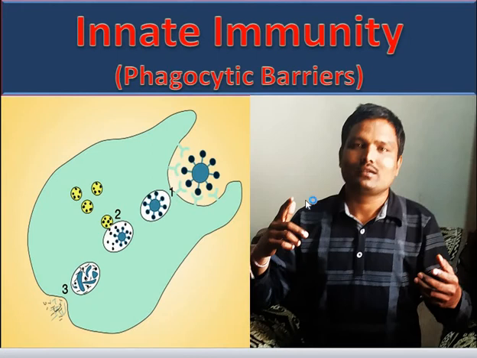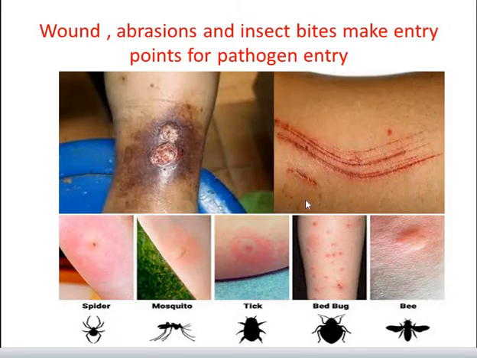Friends, in the earlier video we have learned salient features of innate immunity and the various aspects of anatomical or physical barriers. Friends, no doubt the anatomical barriers provide a strong defense to our body, even though some pathogens have evolved strategies to penetrate these defenses, and the epithelia or the skin may be disrupted by wounds, abrasions, and insect bites that may transmit pathogens.